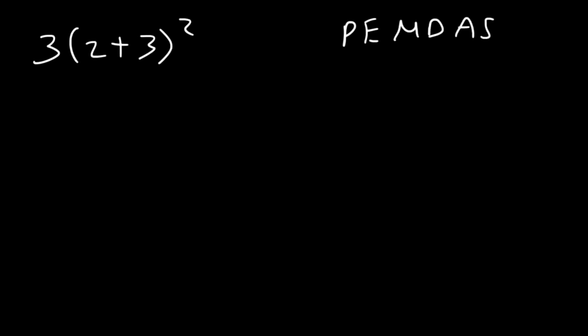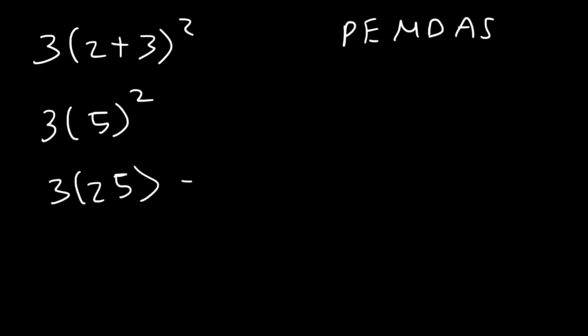Now, what about this example? 3 times (2 plus 3) squared. Now, you want to work on what's inside the parentheses and then use the exponent before you multiply. It's easier if you do it that way. 2 plus 3 is 5. 5 squared, which is 5 times 5, that's 25. 3 quarters is 75 cents, so 3 times 25 is 75.